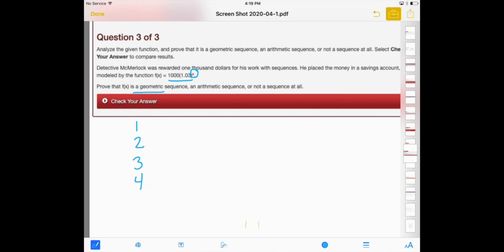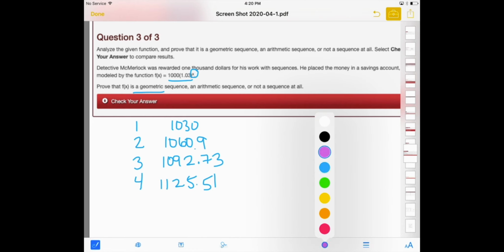So I'm going to go ahead and plug in 1. I want to do the exponent first, so 1.03 to the power of 1 times 1,000 is 1,030. 1.03 to the power of 2 times 1,000 is 1,060.9. And then 1.03 to the power of 3, and then times 1,000 is going to be 1,092.73 approximately. And then 1.03 to the power of 4 times 1,000 is going to be 1,125.51.